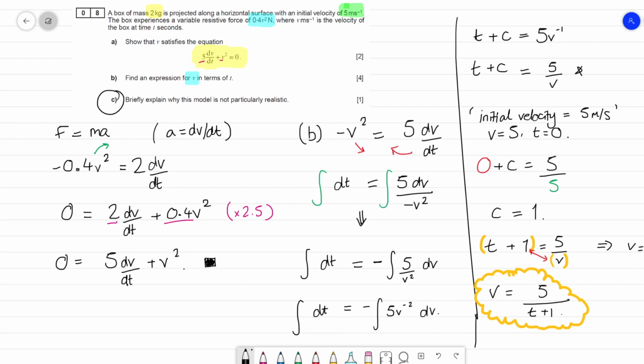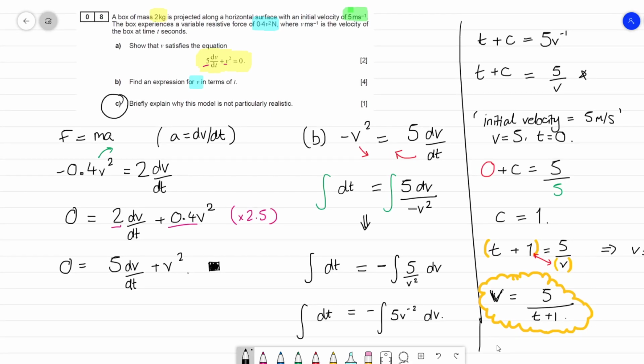Part C. Explain why the model's not particularly realistic. Okay, so we've got a 1 marker left. Part C. Briefly explain why the model is not realistic. There's a nice circle in it. So we need to sort of infer something from this 5 over t plus 1.